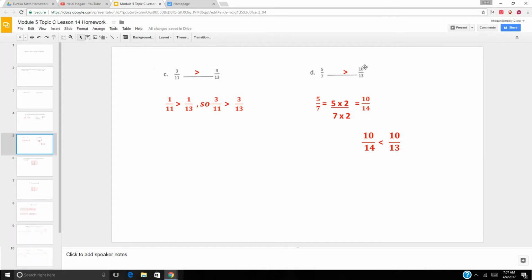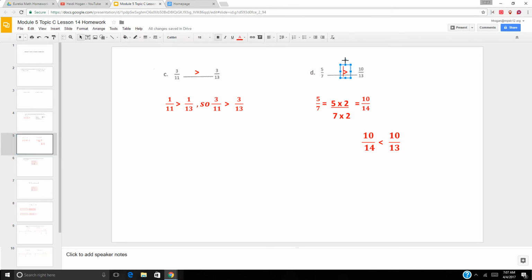For 5/7 and 10/13, we know that 5 and 10 are related, so we can make sure that they have the same numerator. So if we multiply 5/7 times 2, 5 times 2 is 10, 7 times 2 is 14. So it's kind of like comparing 10/14 and 10/13. And which is larger? Actually, the 13ths.